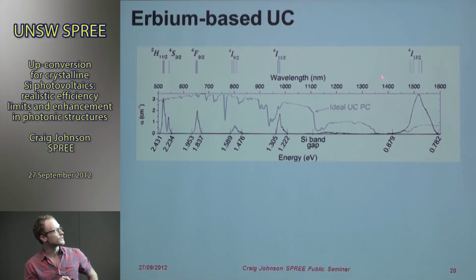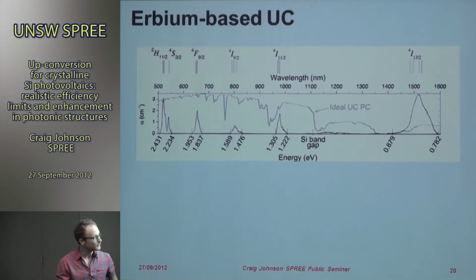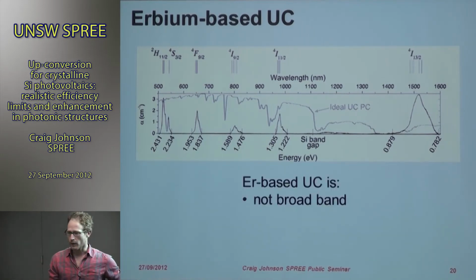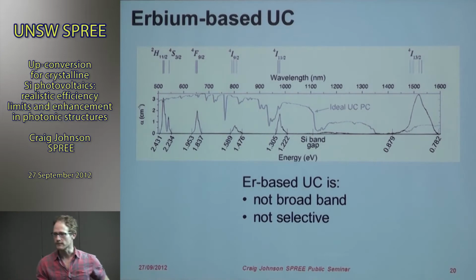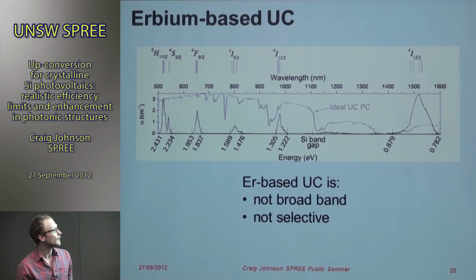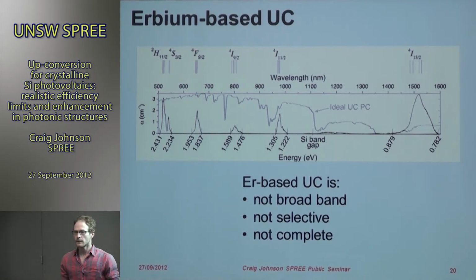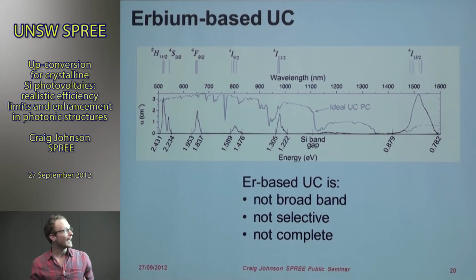But it's a lot different to the notion of being able to absorb every single photon in the sub-band gap region. So it's not broadband absorption. And secondly, it's not selective. I just described two ions absorbing the same type of photon, not two ions absorbing photons in neighboring regions of the sub-band gap spectrum. And third, it's not complete. It's actually quite a weak absorber. Erbium ions have very small absorption cross-sections.